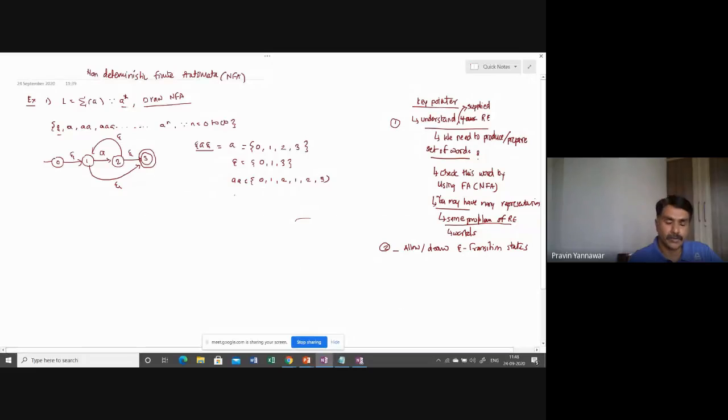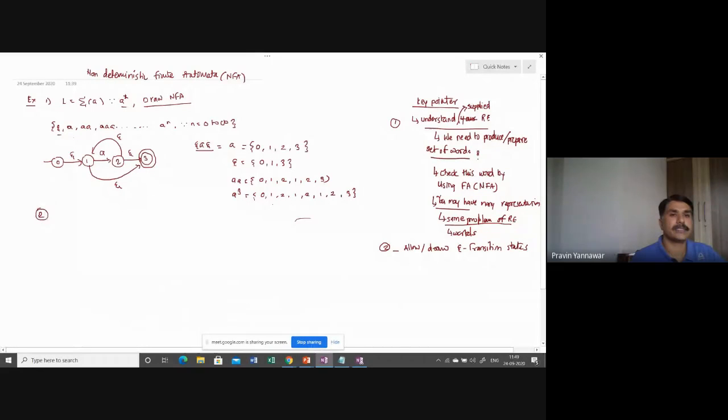Now if I wanted to have A raised to 3 in this case, what the path will be: 0, 1 to 2 to 1, to 2 to 1 to 2 to 3. Got it? So this is how you can prepare for this. Now let us try to have one more example. That is example number 2 here.